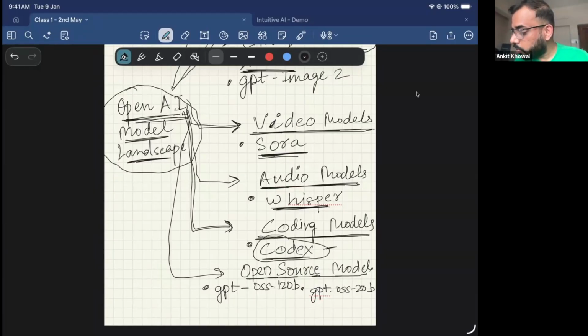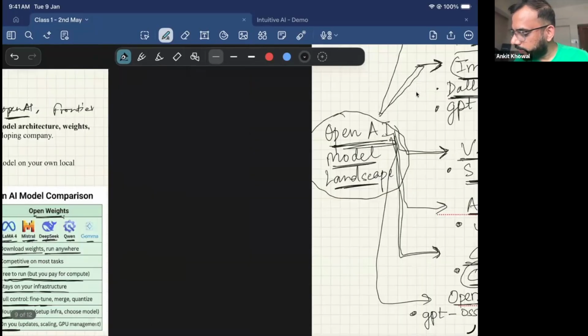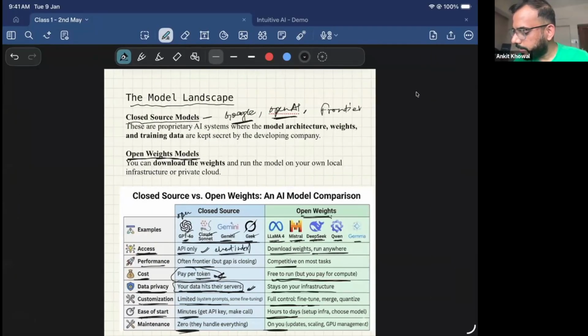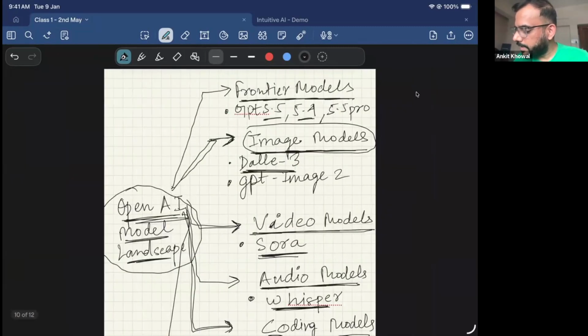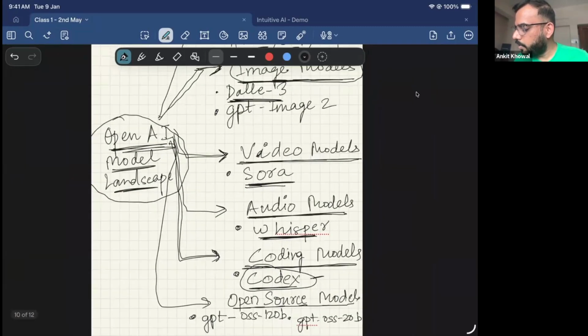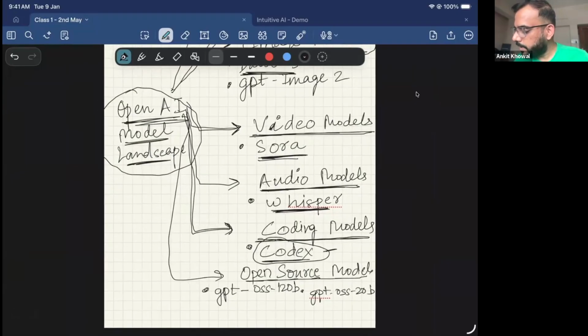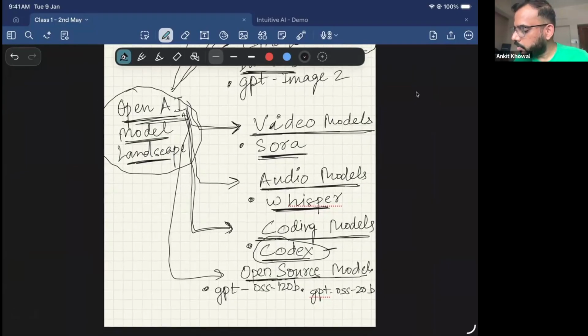And then there are open source models, right? Over here, what did we see is that the models provided by GPT, Claude, and all are closed source. We cannot modify them. So what OpenAI said is, hey, I want to give some open source models also, which people can run in their local system. So they are called open source models or OSS. You will hear these terms: GPT OSS 120 billion parameters, GPT OSS 20 billion parameters. This is an example from OpenAI.